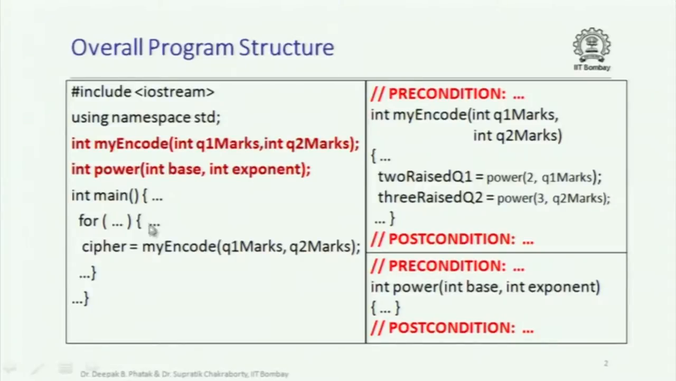And you could have main function calling myEncode. For those who have seen the video lectures, this should ring a bell. We had a main function calling myEncode and then myEncode was calling power. So you could have a function calling another function which in turn is calling another function.